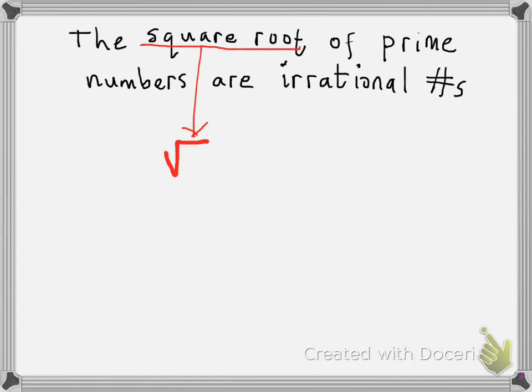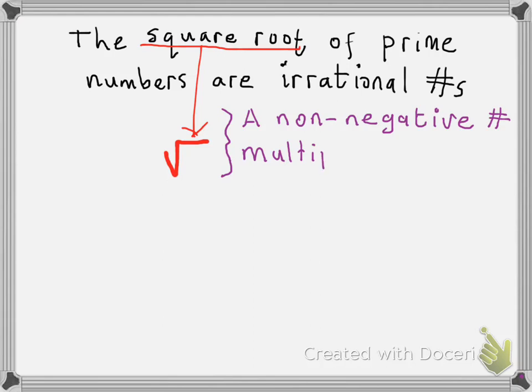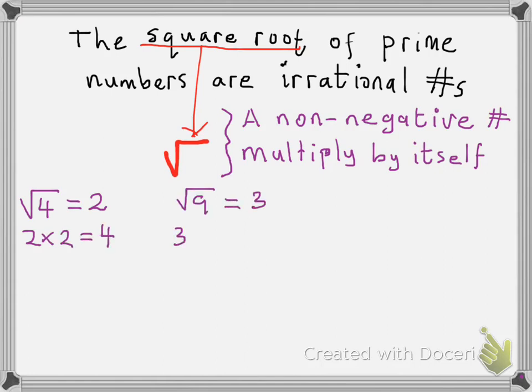The symbol for a square root is what we have in here. When you see that symbol, it means you are taking the square root of whatever is inside that symbol that we just wrote down. The square root of a number is another number that is non-negative, such that when you multiply this number by itself, you will get the original number you're taking the square root of. For example, the square root of 4 is 2. 2 is non-negative, and 2 times 2 is 4. Therefore, the square root of 4 is 2.